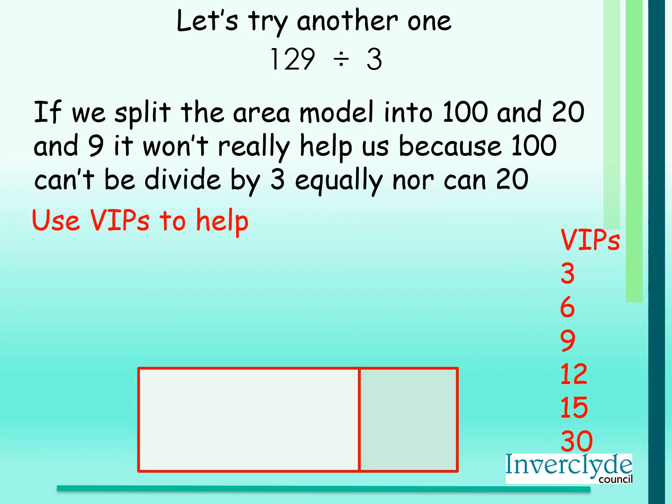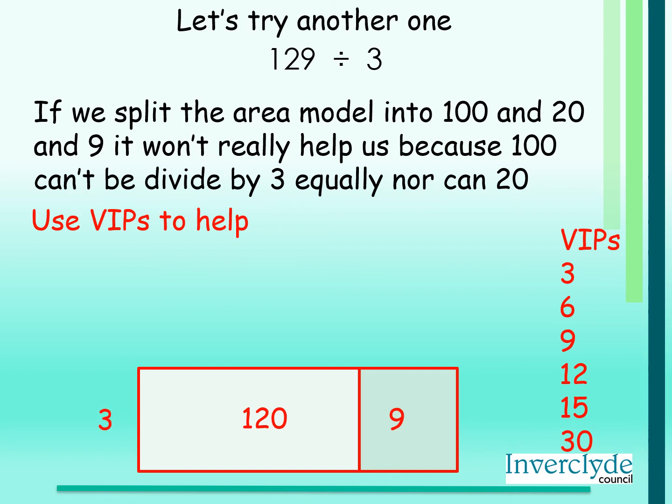I've drawn my area model. I'm going to split it into 120 and 9. Can you see why I've picked 120? Can you see 12 in my very important products? 4 times 3 gives me 12. So 40 times 3 gives me 120. 9 is also in the very important products, and that's why it's in the area model.